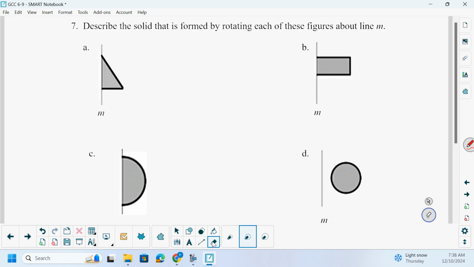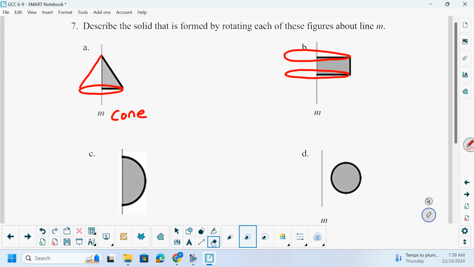If we take this triangle in part A and we just repeatedly spin it around line M, imagine it's being spun really fast. We want to think about, well, what shape is it going to look like three-dimensionally as it spins around? Well, as it spins around, this bottom point here is going to make a circle. This point is on the line, so it'll stay the same. So this is just going to end up being a cone. In B, as this rectangle spins around this line really fast, this point here, just like in the cone, will make a circle. This point here will make a circle as it spins around. So this one's going to end up giving us a cylinder.